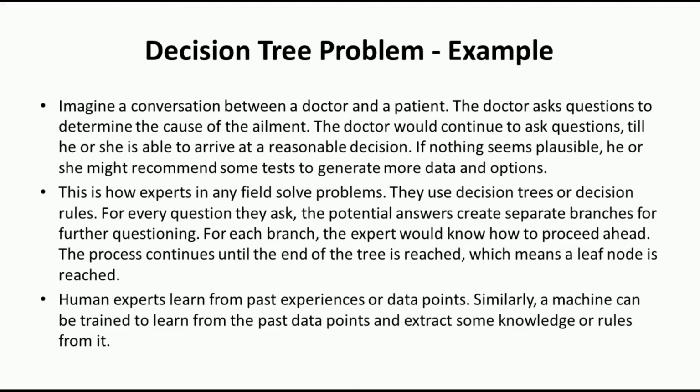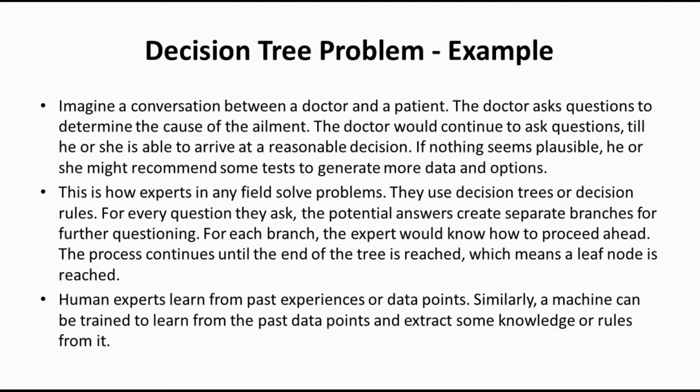Let's take an example to understand how the decision tree works. Imagine a conversation between a doctor and a patient. A doctor asks questions to determine the cause of the ailment. The doctor would continue to ask questions till he or she is able to arrive at a reasonable decision. If nothing seems plausible, he or she might recommend some tests to generate more data and options.